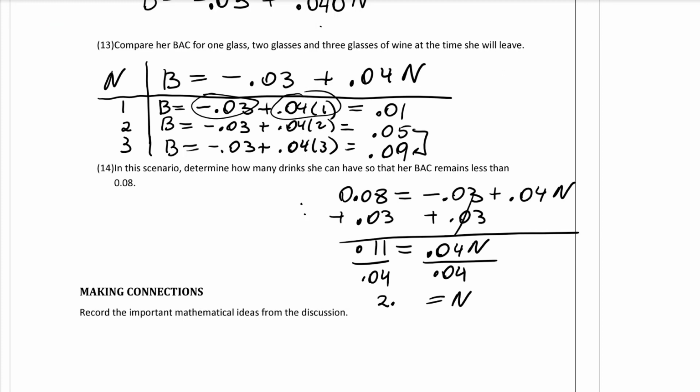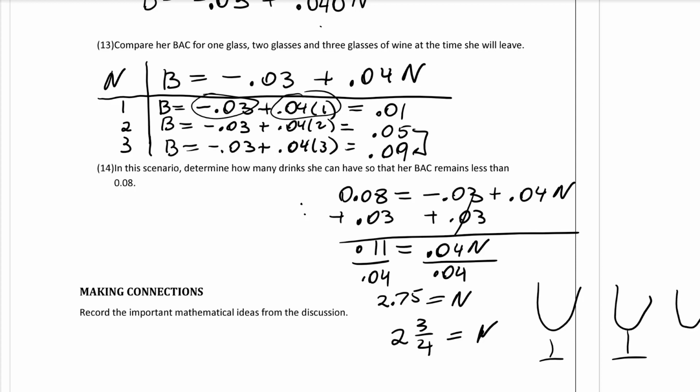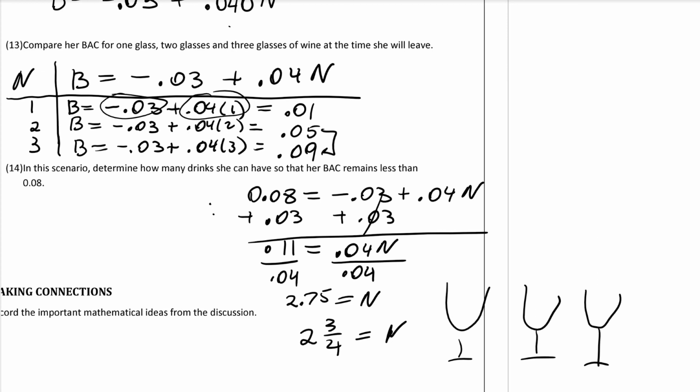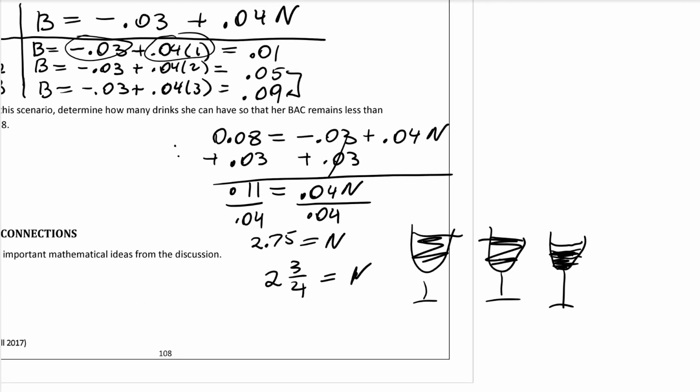A nice number actually, because 0.75 is 3/4 of the glass, right? So she can have 2 and then 3/4 of the glass. So 3/4 would be kind of like, let's say if this is a full glass, then 3/4 would be like this, about. So we got the full and then 3/4. So that would be the amount.